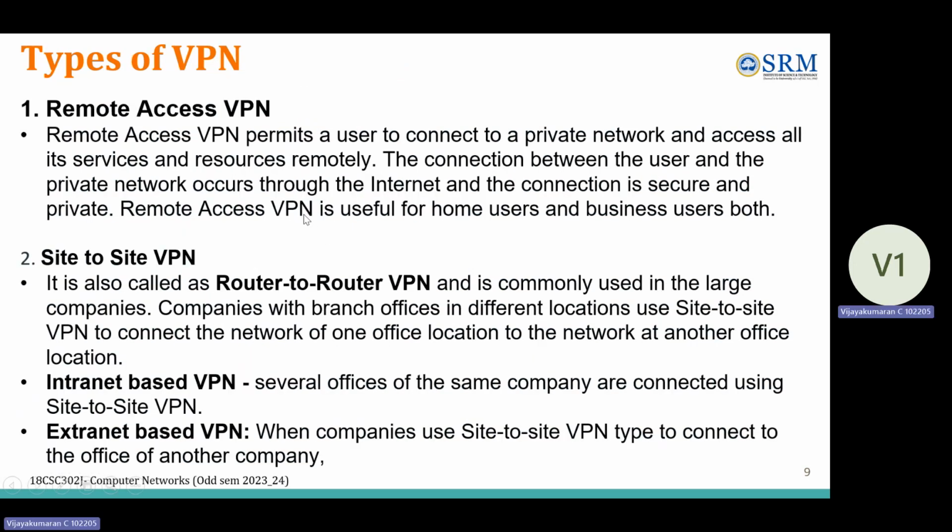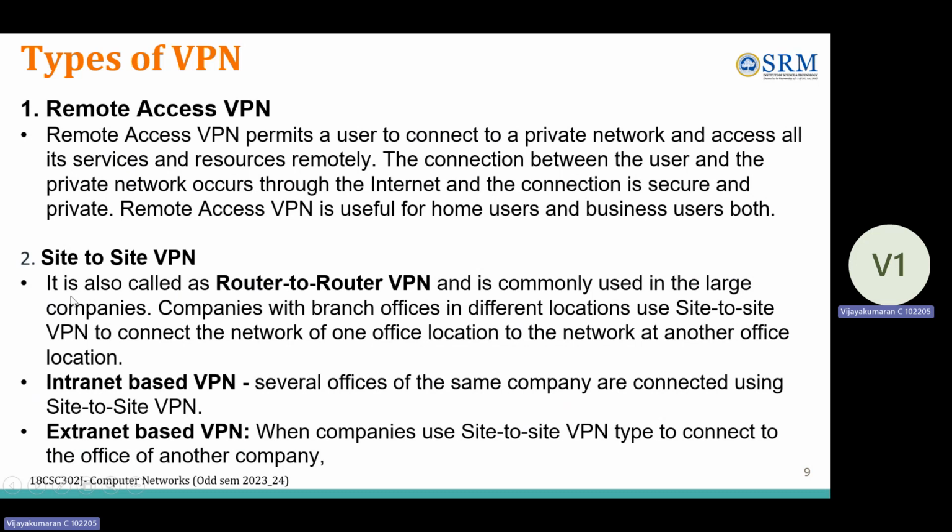Then you will see the different types of VPN. There are several categories of VPNs available. The first one is the remote access VPN, which permits you to connect to a private network and access all its services and resources remotely. The connection between the user and the private network occurs through the internet, and the connection is secure and private, which is useful for home users and some use cases in the business scenario.